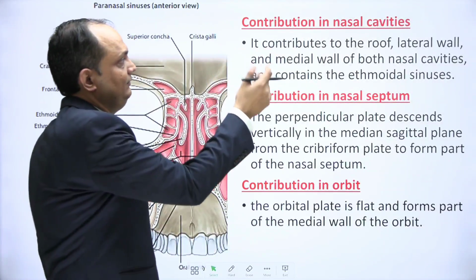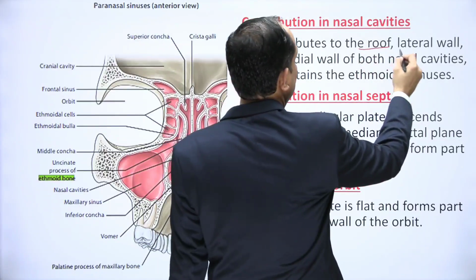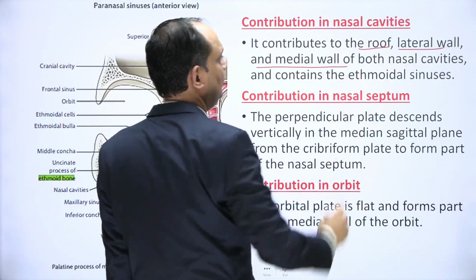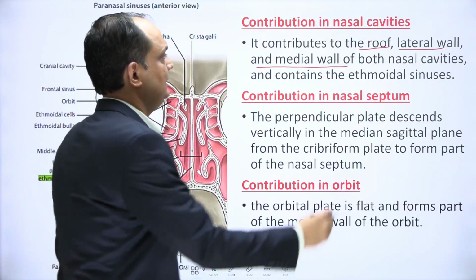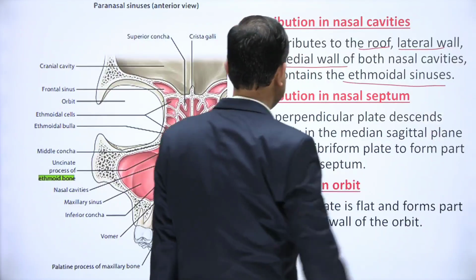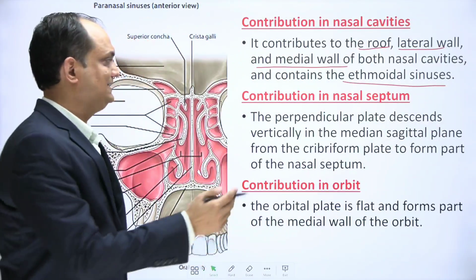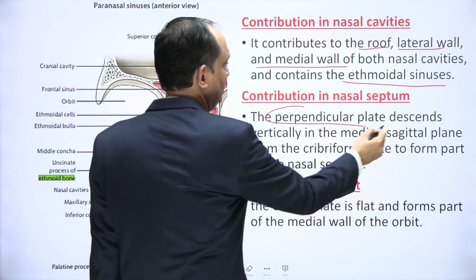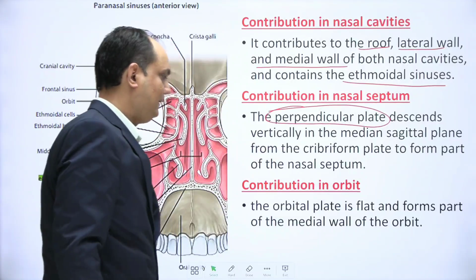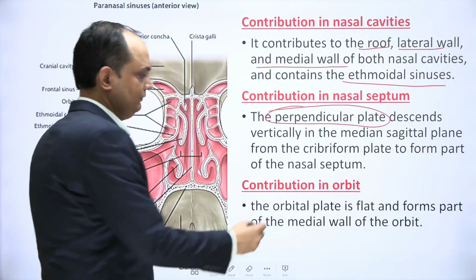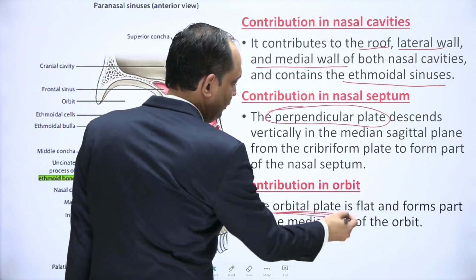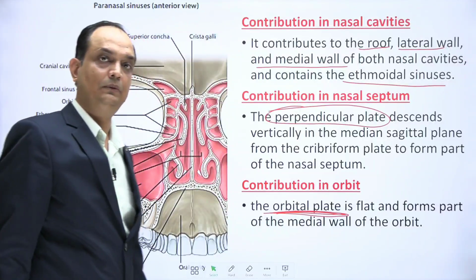Then what is the ultimate contribution of ethmoid bone? In the nasal cavity we have seen that it contributes to the roof, lateral wall, and medial wall of both the nasal cavities. It contains the ethmoidal air sinuses. It contributes to the nasal septum in the form of the perpendicular plate which descends in the midline, and it also contributes to the formation of the medial wall of the orbit, which is known as orbital plate.